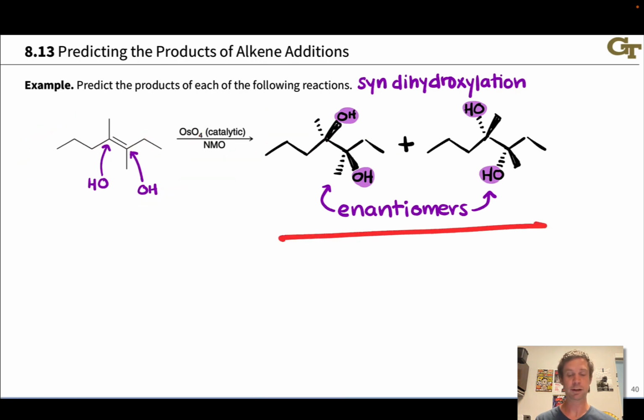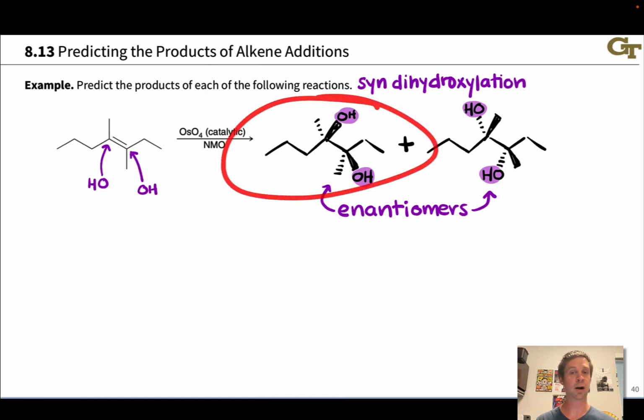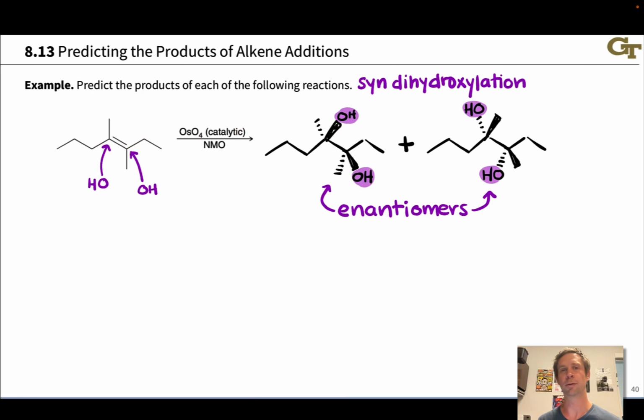We'd expect a racemic mixture of these two enantiomers, and that's important to note in this reaction, that we're going to expect this chiral compound and its enantiomer in equal amounts.